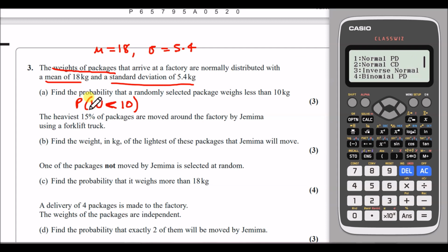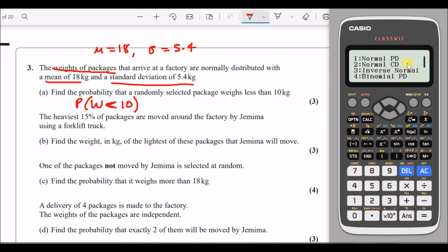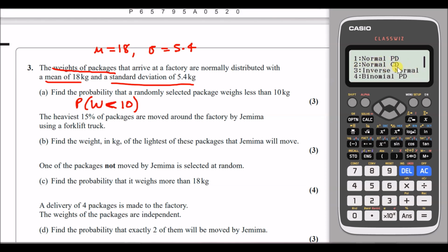And now when we look at this probability symbol, probability of W less than 10, this is known as a cumulative distribution, because this is trying to tell us the weight of all values up to 10. So this is accumulating. So we're going to press number 2, normal CD. Now this is the part where it gets really important. We need to identify what the lower and the upper bounds are. Well, look at this symbol, we can see that the upper bound is 10. So we can go down and write 10.